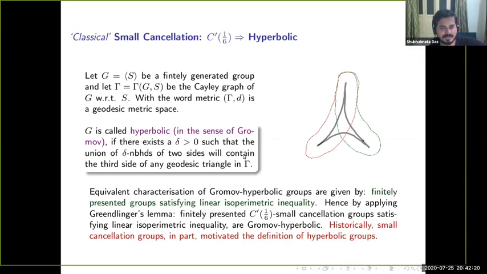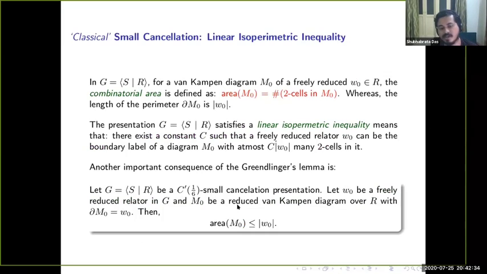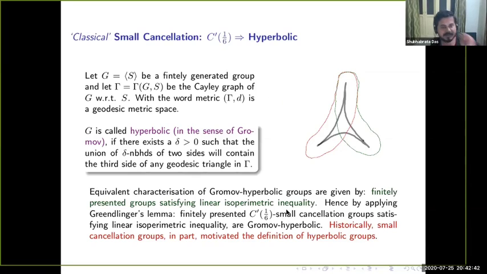So here is a definition of hyperbolic groups. In the previous lecture also we have seen this. So from this result, which is a consequence of Greendlinger's lemma, we see that it has a linear isoperimetric inequality, and that implies that C'(1/6) groups are hyperbolic groups in the sense of Gromov. So historically also these small cancellation groups played an important role in the motivation behind these groups.